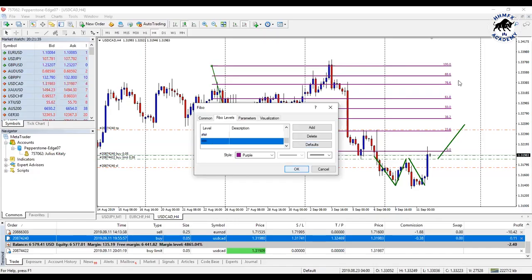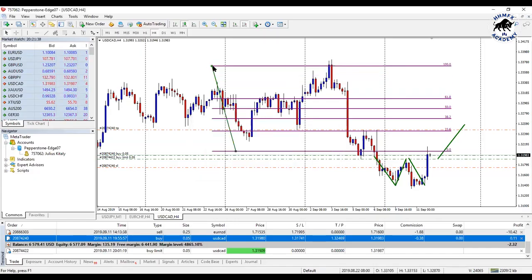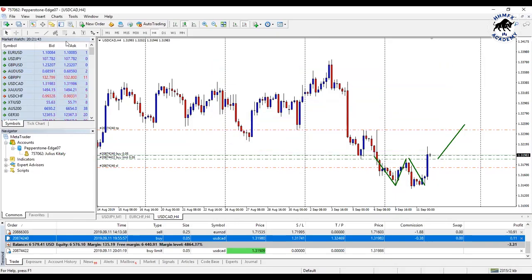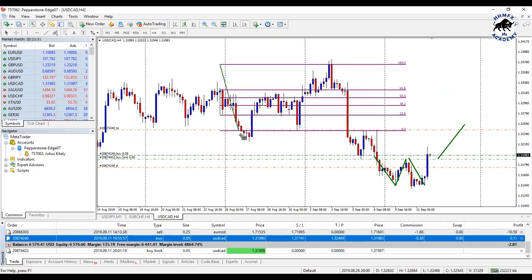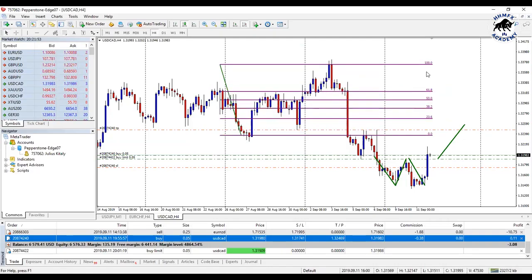So they are not there. If I just delete it, I want to start afresh. I just take it and then I come here, just do like this. So you can see 78.6 and 88.6 is not there.